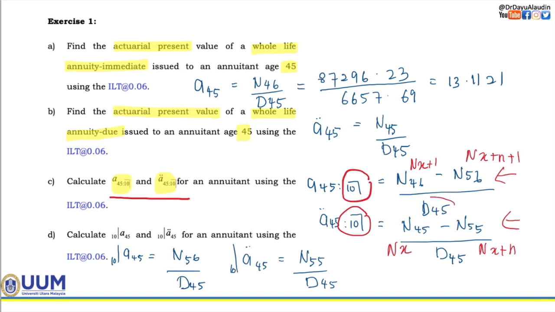For the denominator, still the same. And D is for the deferred case. So this is N_{x+n+1}, and this is N_{x+n}. So you can refer to the table to get the values for B, C, and D.